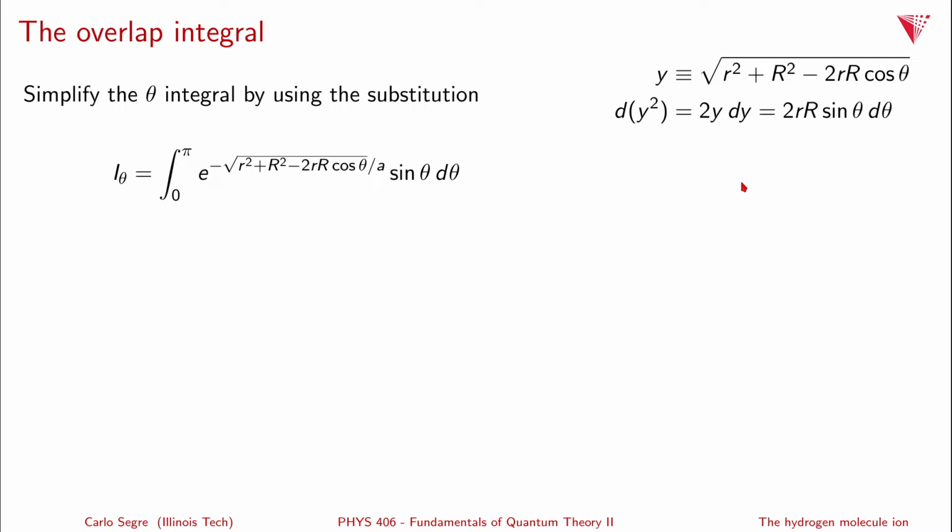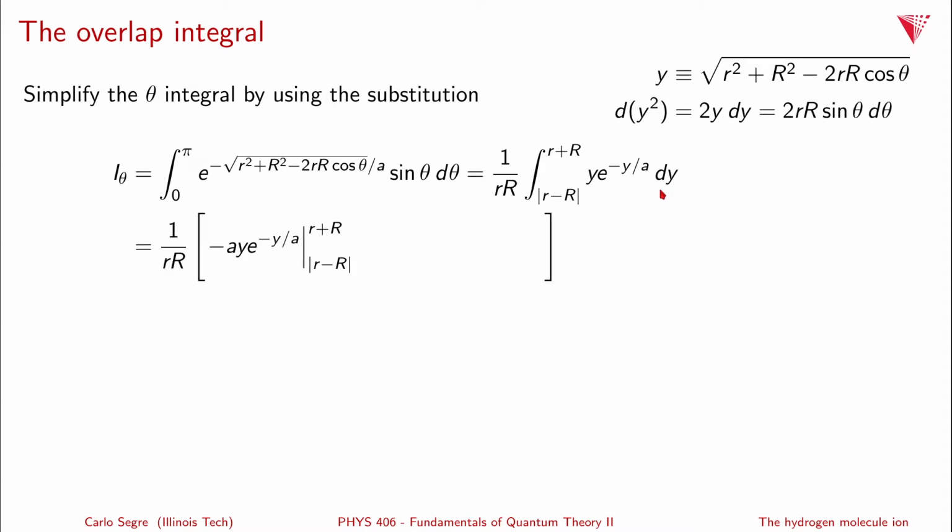When we do this substitution, we simplify this to get 1 over r capital R, integral from the absolute value of r minus capital R to r plus capital R, y e to the minus y over a dy. This can be done by integration by parts. So the first integration by parts gives you 1 over r capital R, minus ay e to the minus y over a, evaluated at the two limits, plus the integral of a times the integral of e to the minus y over a dy, evaluated at the two limits.